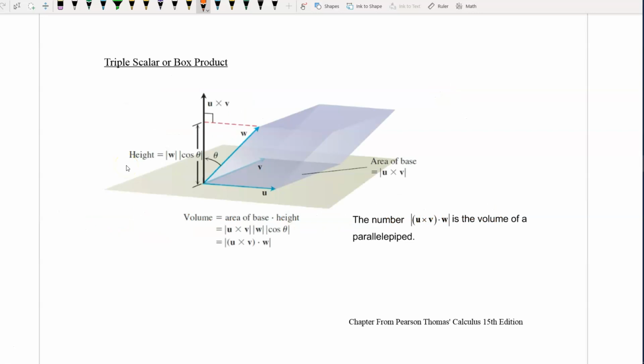Triple scalar or box product. Here on this part we have the volume of a parallelepiped, which is equal to the area of the base multiplied by the height. So this is equal to the length of U cross V multiplied by the length of W multiplied by cosine theta. So this is equal to the magnitude of U cross V multiplied by W.